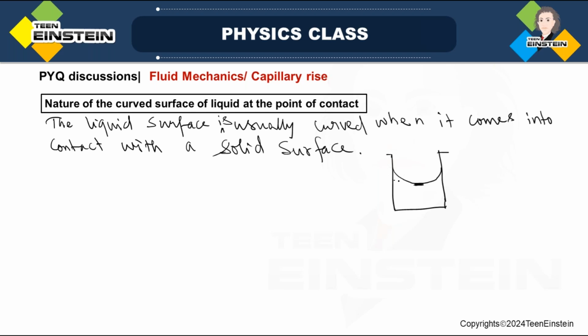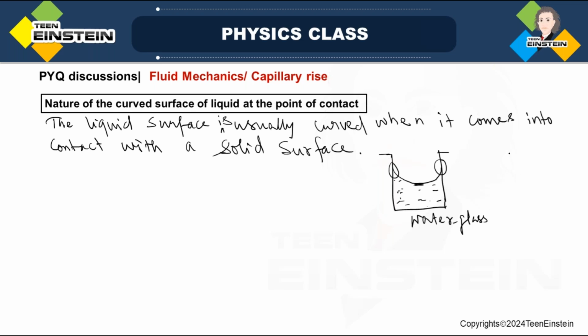So you'll see, if this is water and this beaker is made of glass, there is a bending at this particular contact. So this is the curved surface. Look at that. So this is the water inside, water in glass.